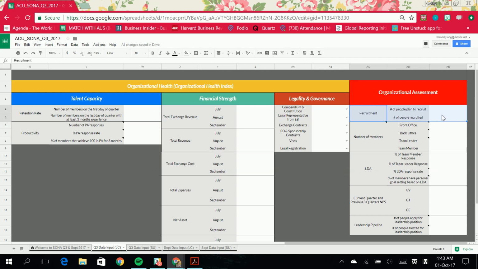So what we will put here is the number of people that you plan to recruit and the number of people that you actually recruited. And the number of members here is the number of members you have by the 30th of September. So here is front office.